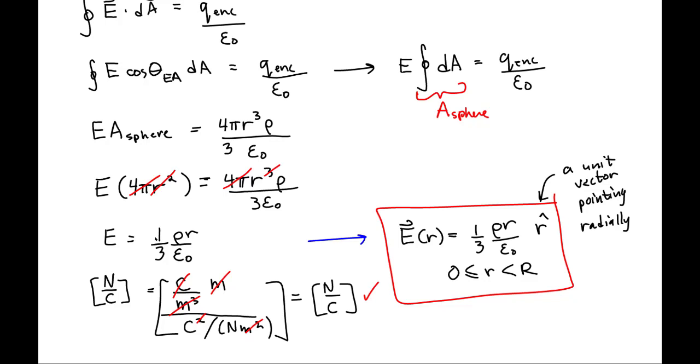Notice with this electric field, it varies linearly as a function of distance. So if we were to plot this electric field as a function of distance, here is r, here's the magnitude of the electric field, here is the surface. That electric field would be 0 at the center of the sphere and increase linearly until we get to the surface of the sphere. And that makes sense because as you enclose more and more charge, the electric field should be getting larger.